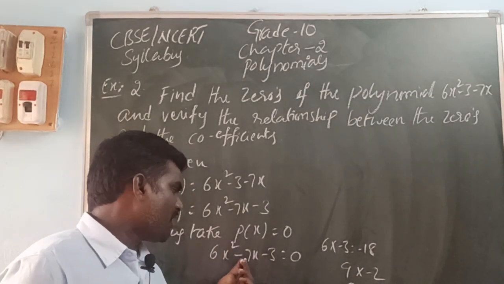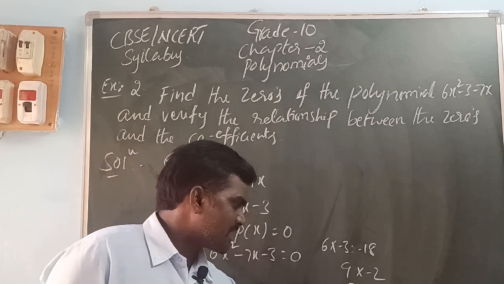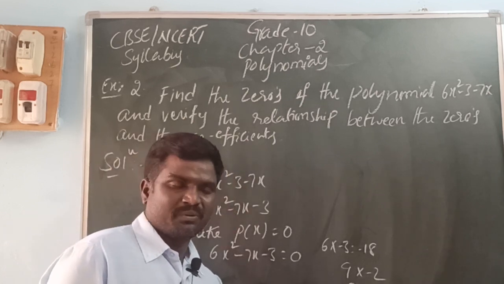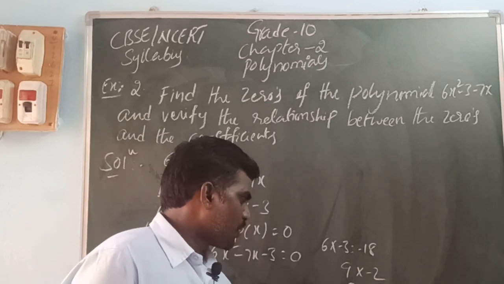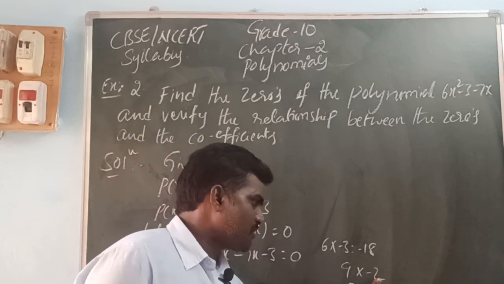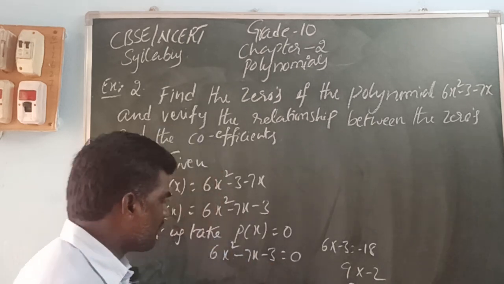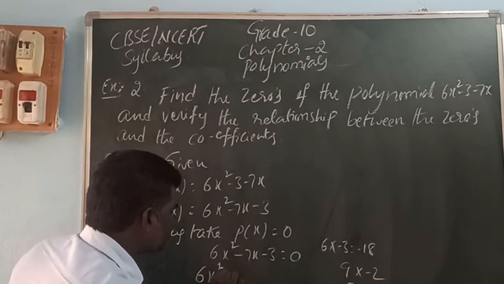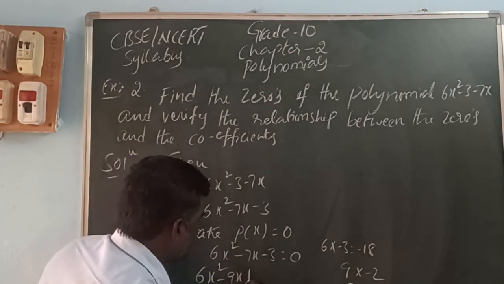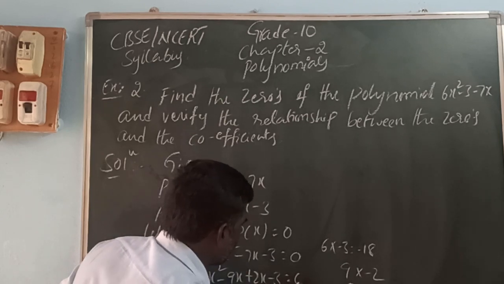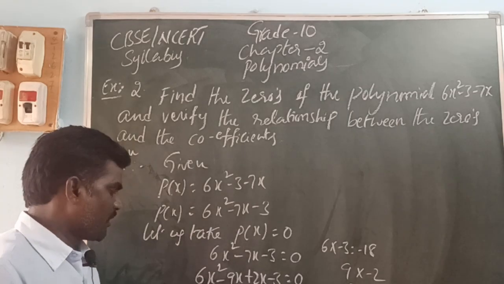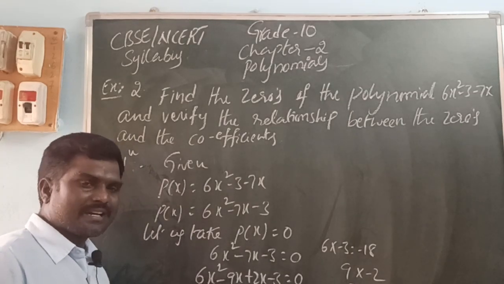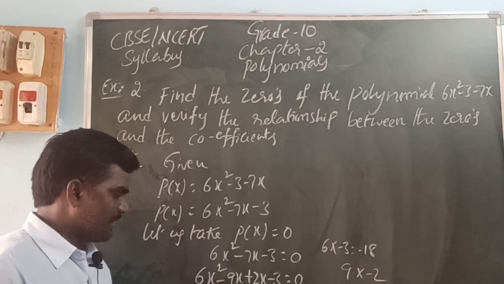If you take any two factors, their sum or difference becomes the x coefficient. Here what is the x coefficient? Minus 7. So the middle term we can write as minus 9 plus 2. Minus 9 into 2 is how much? Minus 18. 9 into minus 2 is also minus 18. So here 6x square minus 9x plus 2x minus 3 is equal to 0. From these, what is common? Here 6x square means 2 into 3 into x into x, and 9 is 3 into 3 into x.